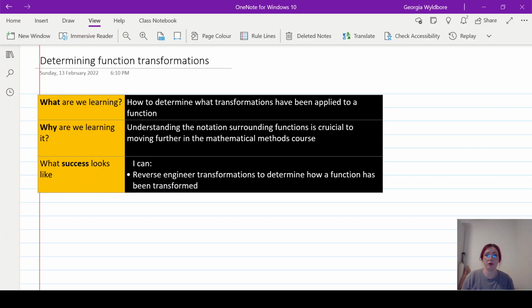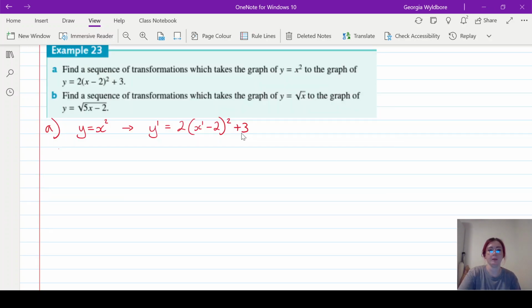So this is our last video on functions for now. And really this is sort of consolidating everything we've done by, instead of taking a function and translating it, taking a translated function and working out what has been done to it to get from the original to where we are. So really your success criteria here are just that you want to be able to reverse engineer those transformations to determine what transformations have been applied to the function.